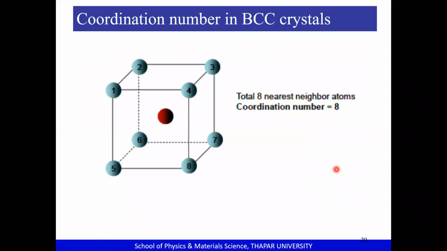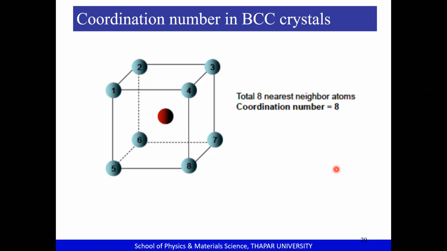Now coming to the third important parameter belonging to the BCC unit cell, the coordination number, not atomic packing fraction. Atomic packing fraction we have already described. So coordination number for a BCC unit cell can be very easily visualized because you can see the direction in which one should look at. You should look along the body diagonal.